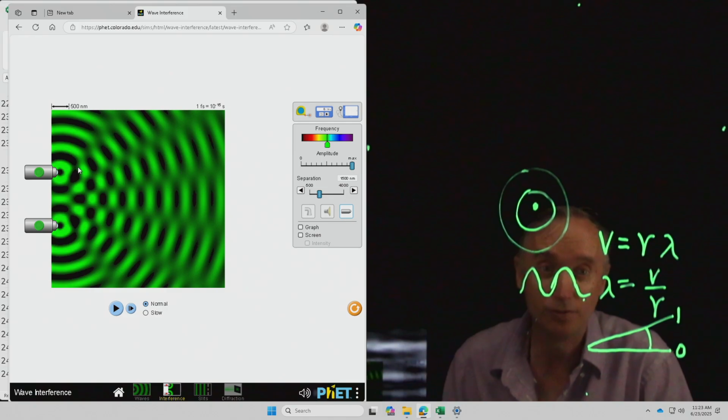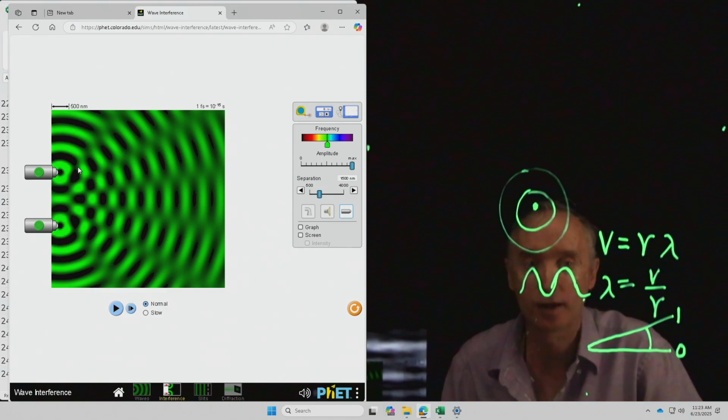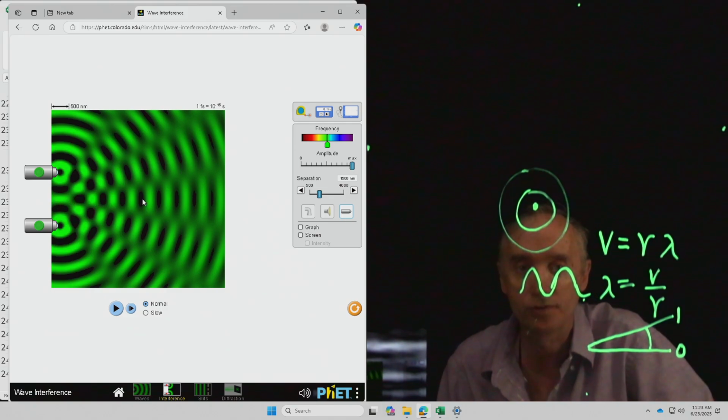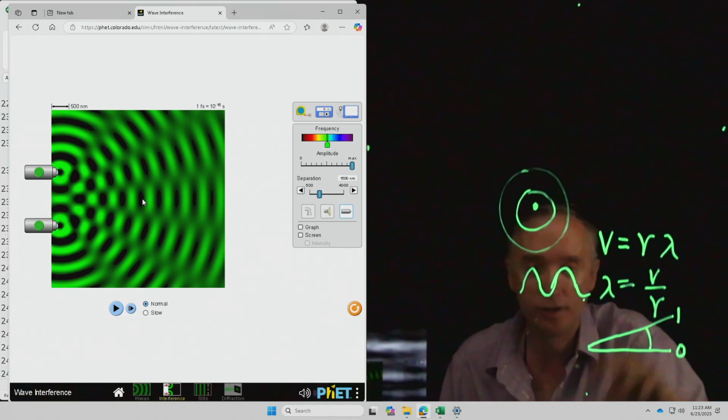So there'd be another line right here that would correspond to a different angle. So if you wanted to, you could actually get out a protractor and measure those angles, and then put it into that formula to figure out where it's constructive and destructive. So you could do that if you want. We're not going to do it.